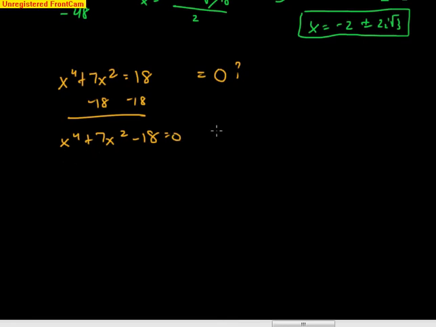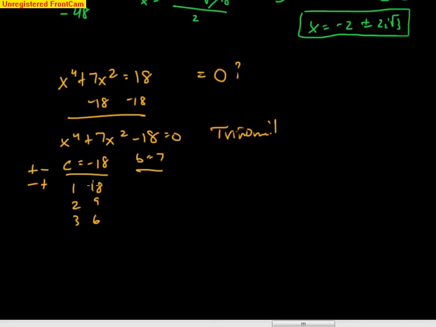And now this is a trinomial. There are no common factors, so we have to factor it like we would our other trinomials. Identify C as negative 18. Identify B as 7. The factors of C are 1 and 18, 2 and 9, 3 and 6. We're done. To get a negative number, different signs. To get a positive 7, you need the bigger number to be positive. Minus plus, minus plus, minus plus.